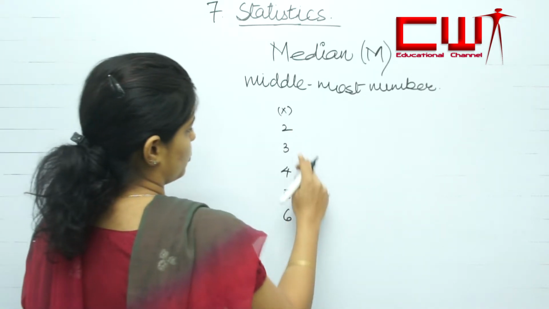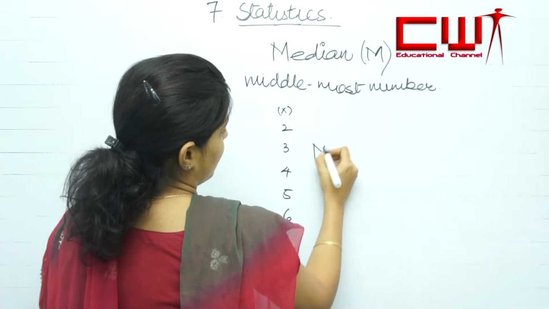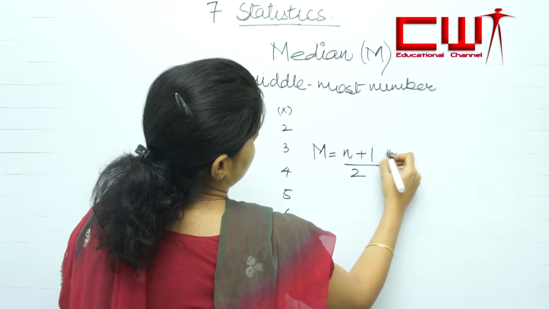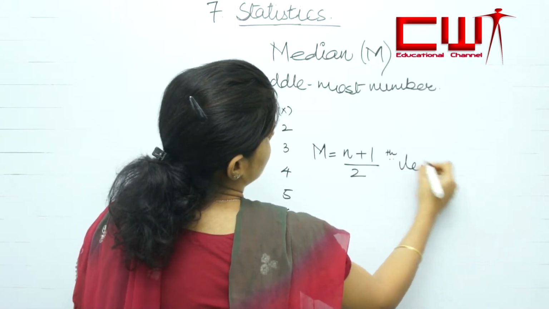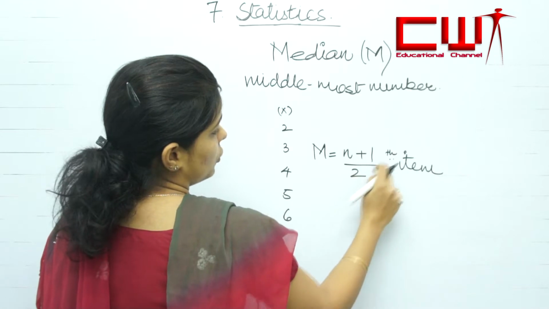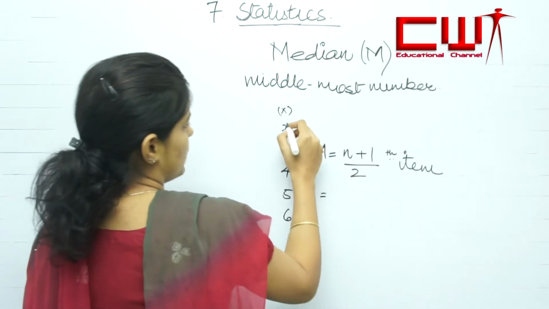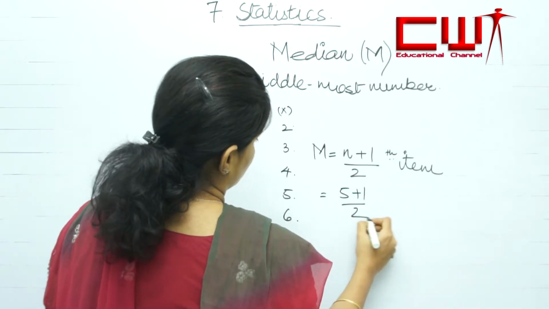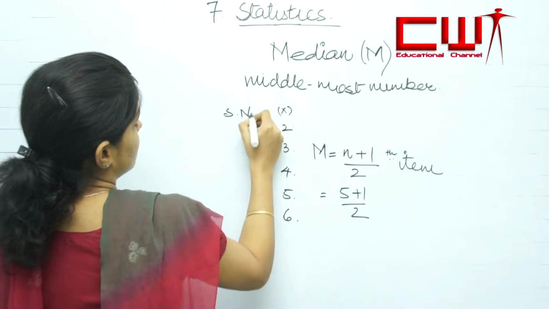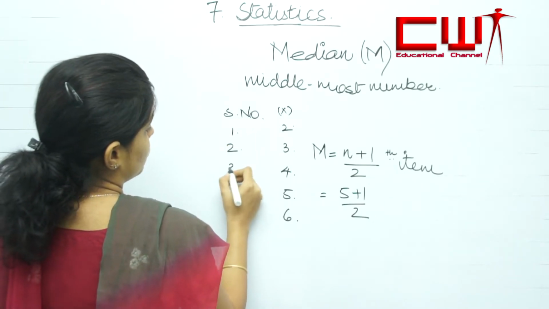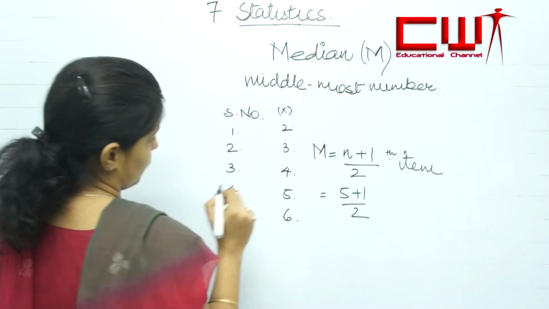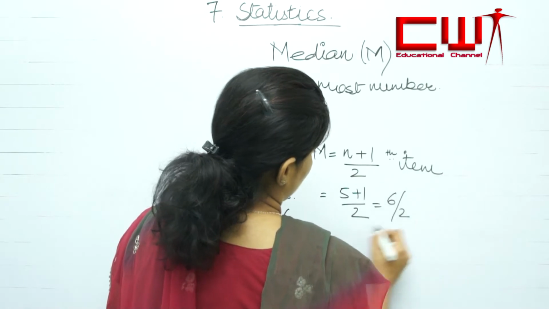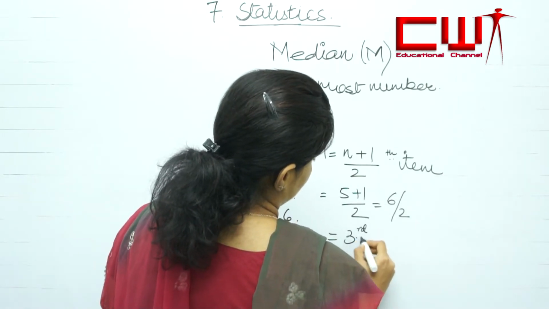How do you do it? 1, 2, 3, 4, 5. Formula is m equals (n plus 1) upon 2th item. This is how you write it. Right? N plus 1 upon 2th item. N is how much? 1, 2, 3, 4, 5. 5 plus 1 upon 2. You also write the serial number 1, 2, 3, 4, 5. Right? This is the serial number. 5 plus 1 upon 2, that is 6 by 2. That is third item.